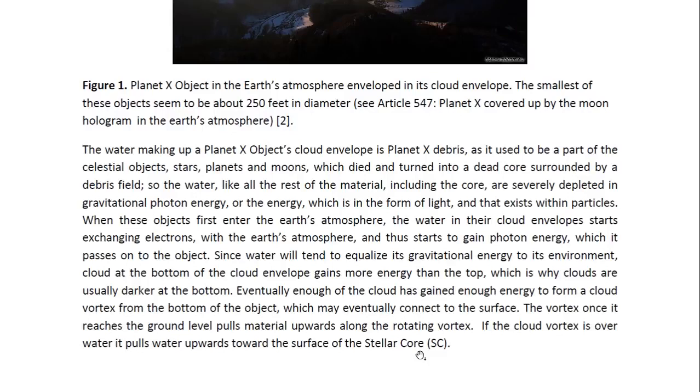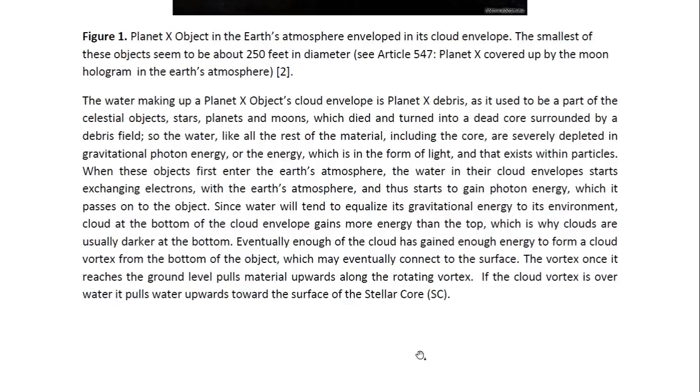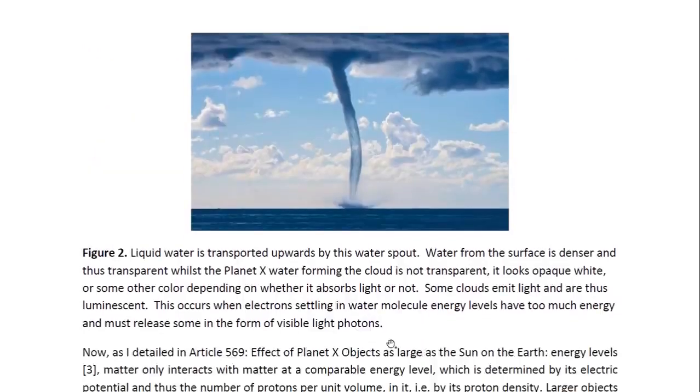The vortex, once it reaches the ground level, pulls material upwards along the rotating vortex. If the cloud vortex is over water, it pulls water upwards towards the surface of the stellar core. And this is what you see happening here. You can see it's cloud water up to a point, and then you can see that it's clear water. And clear water comes from the ocean. It's being pulled up along the vortex. So liquid water is transported upwards by this water spout.